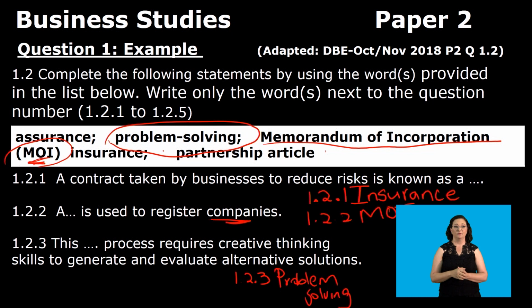So you can't say problem solving or partnership article, for example. You can't do that. There's only one answer to this question. Should you do that, just know that both answers will be marked wrong, even though you started with the correct one, because there's only one answer to this question or in this particular section.